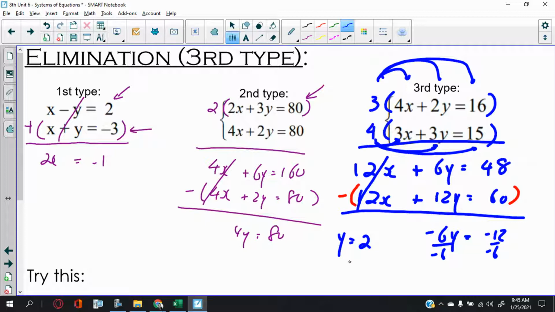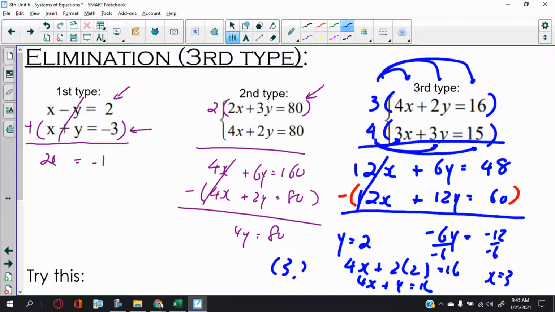I'll substitute. So 4x plus 2 times 2 equals 16. So 4x plus 4 equals 16. So I subtract, so x equals 3. So the solution is 3 comma 2. And that's how you would solve these sort of questions.